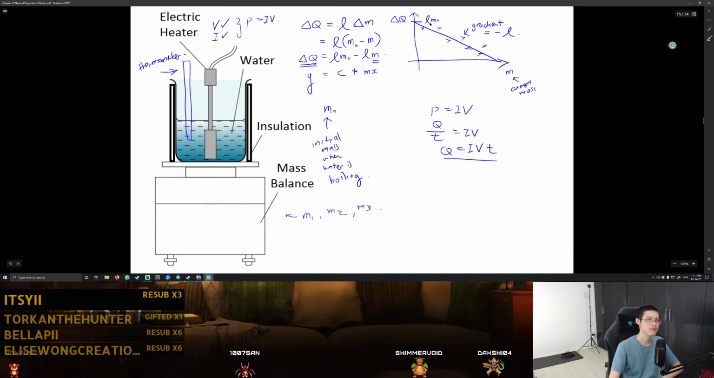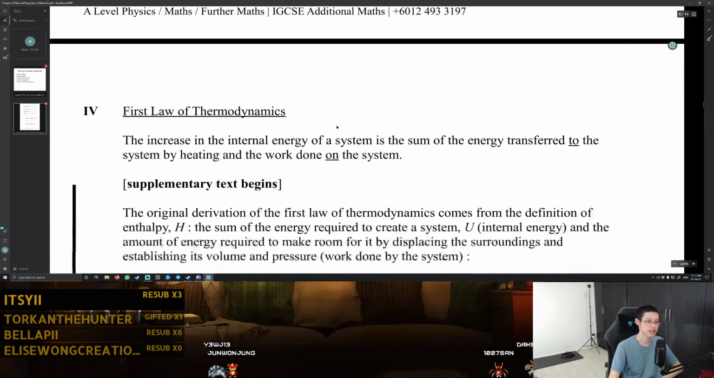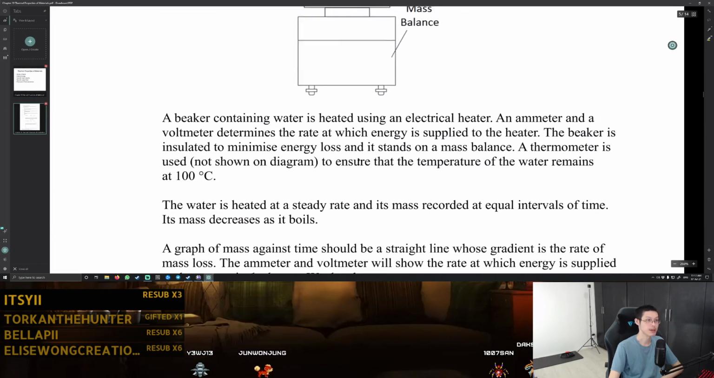Alternatively, you can also try to find the specific latent heat by finding the y-intercept and then equating that to L times m naught. So that works too. But in any case, you have to plot a line of best fit first. And again, you need some insulation to avoid heat loss to the surroundings because that's going to contribute to random error. So that's pretty much all there is to it. You can review that on your notes over here.